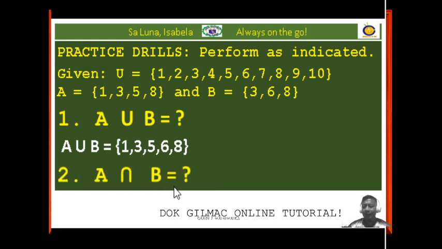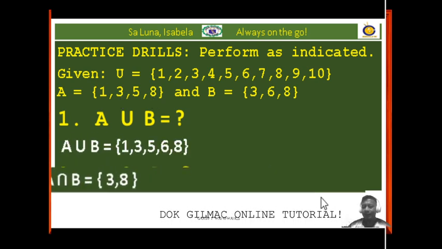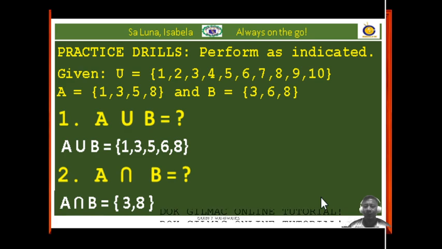Number 2, A intersection B. So what are the elements of A intersection B here? Just list down all, yes, common elements. So there are 2 common elements and we have 3 and 8. Okay? So A intersection B is equal to 3 and 8. Next.